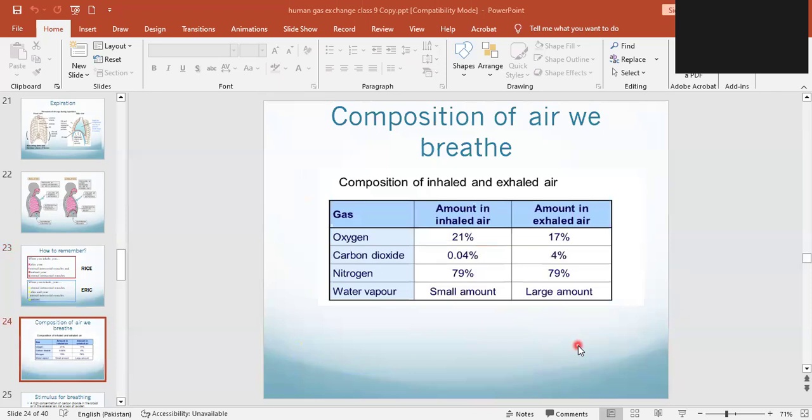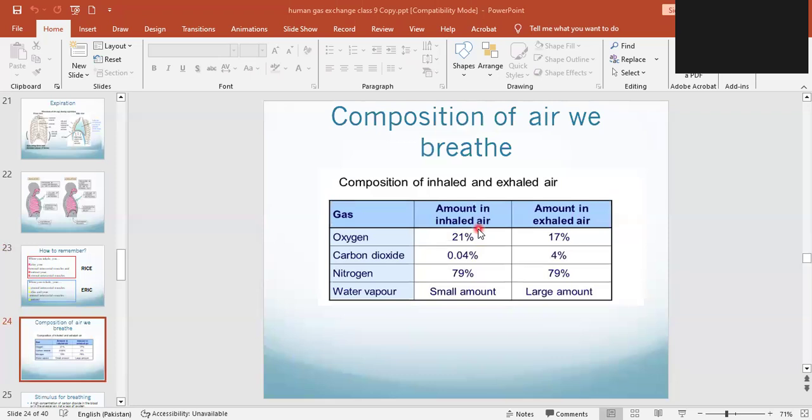Okay, now the composition of the air we breathe in. First of all, you know that 100% of the air is split into nitrogen, 79%, oxygen, 21%, carbon dioxide, 0.04%, and some amount of water vapor as well. So this is the inhale. The air you have inhaled has the exact same percentages as the air around you.